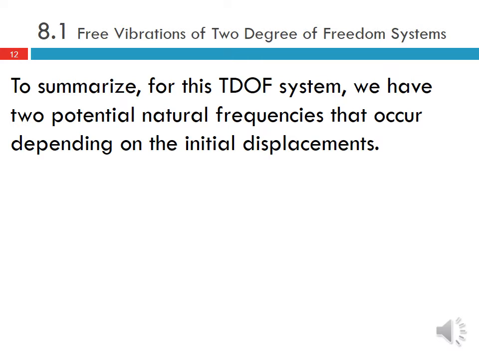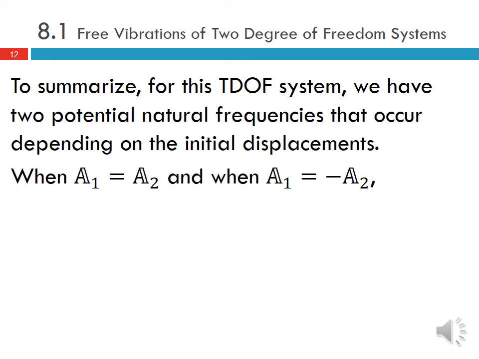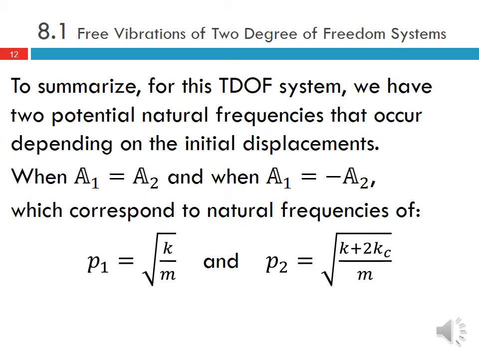So to summarize, for this 2 degree of freedom system, we have two potential natural frequencies that occur depending on the initial displacements. So when A1 equals A2, and when A1 equals negative A2, we have two corresponding natural frequencies. P1 is equal to the square root of k over m, and P2 is equal to the square root of (k plus 2kc) over m. So this was an illustration to show the response with these two specific sets of initial conditions.